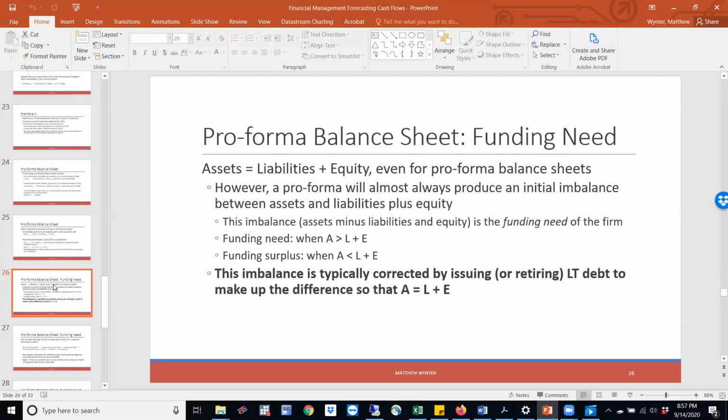The way that this happens is we'll see, once we go through our projections, what it is that we're missing. If we don't have enough, i.e., if our assets are more than our liabilities and equity, we're going to solve that by issuing some long-term debt. And if we have too much, if our assets are less than our liabilities and our equity, we're going to solve that by retiring some long-term debt. So we're going to meet our funding need or surplus, this imbalance between our assets and our liabilities and equity, with our long-term debt.